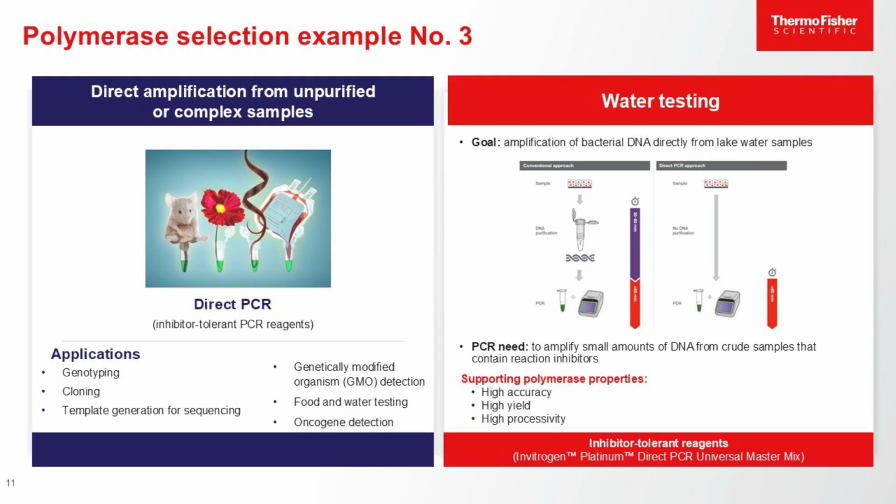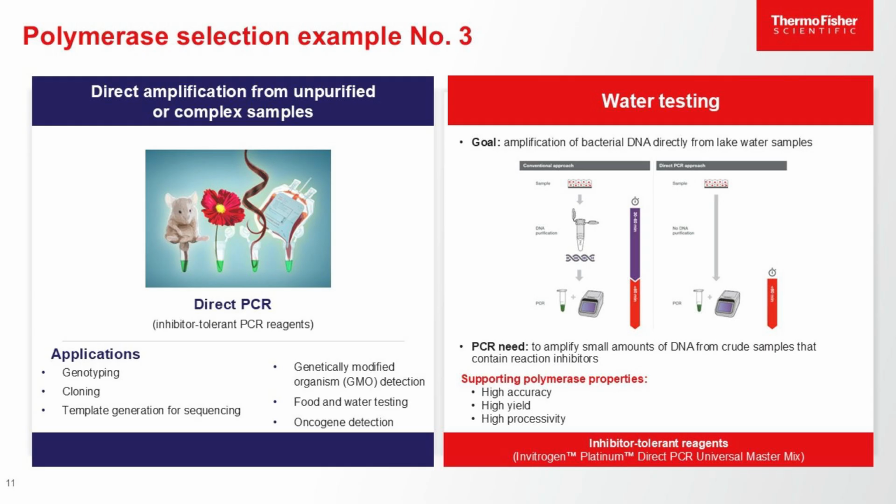The direct PCR approach allows DNA amplification without prior DNA purification, significantly reducing workflow time. It is especially useful for small samples as it requires minimal handling and reduces the risk of sample loss. This makes direct PCR perfect for applications such as genotyping, GMO detection, or food and water testing.